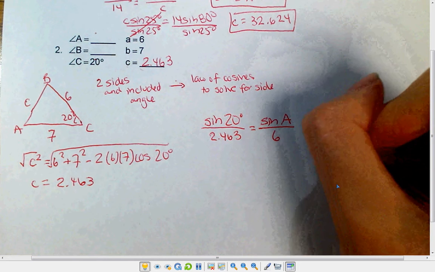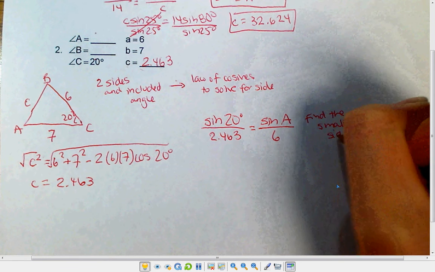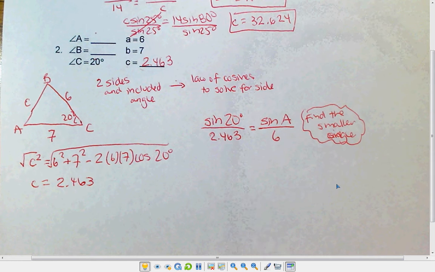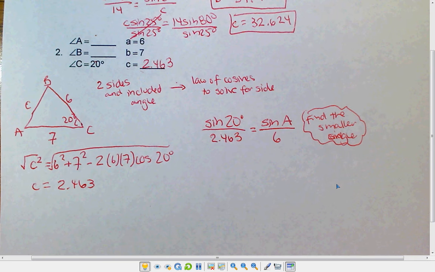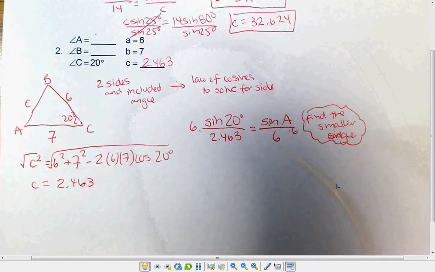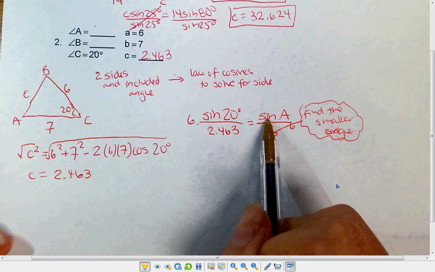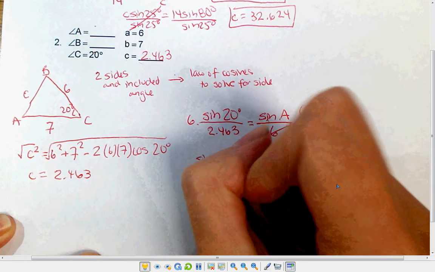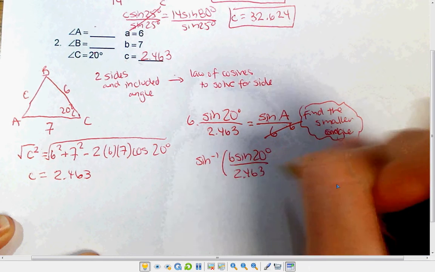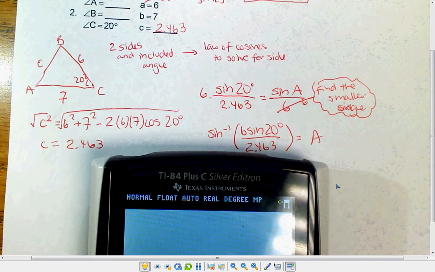So always, always find the smaller side. Find the smaller angle. Using your law of sines, because if it's obtuse, law of sines is not going to work. Okay, to solve for A, we're going to multiply both sides by 6. 6's cancel out. And to undo the sine, we have inverse sine. And that's what we're going to put in our calculator.